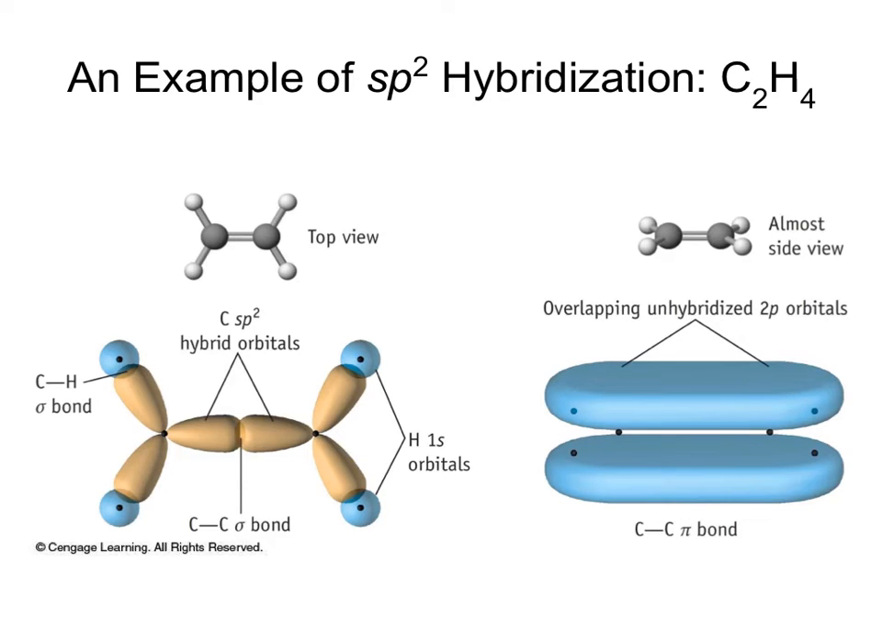If we're looking at our C2H4 molecule, we can see here all 3 of our sigma bonds. We have our 3 sp2 hybrid orbitals from this carbon. One of those is forming our CH bond here, another is forming our CH bond here, and the other forms our carbon-carbon sigma bond with one of the sp2s from our other carbon. The unhybridized p orbitals are then able to form our pi bond above and below the plane of the molecule.